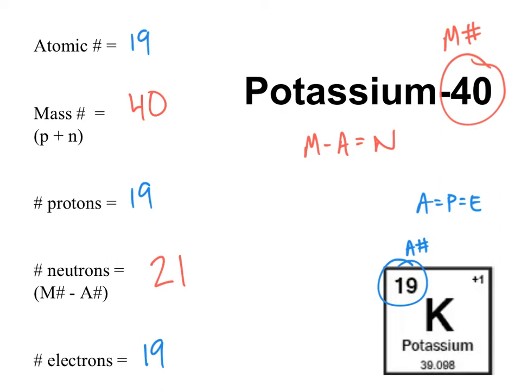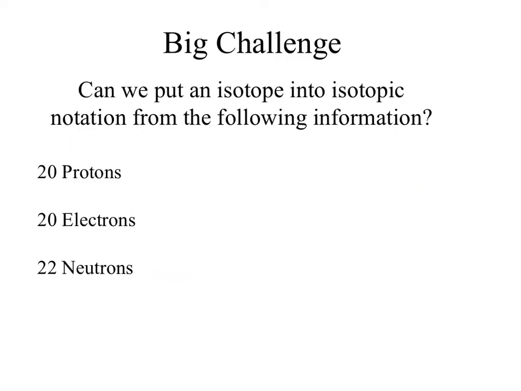And you could always stop this video and go back to the beginning where I describe it, or look at the examples. It's all for you to make sure that you could do this. All right, but let's do a little challenge. Let's see if we could think about this in reverse. Can we put an isotope into isotopic notation from the following information? I give you the number of P, E, and N.